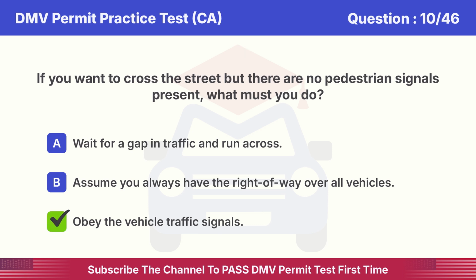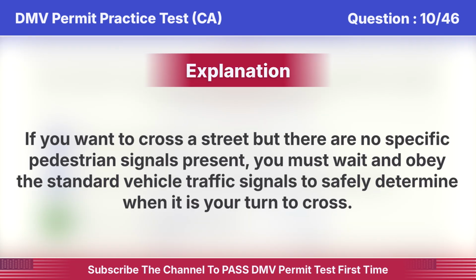Answer is C. Obey the vehicle traffic signals. If you want to cross a street but there are no specific pedestrian signals present, you must wait and obey the standard vehicle traffic signals to safely determine when it is your turn to cross.